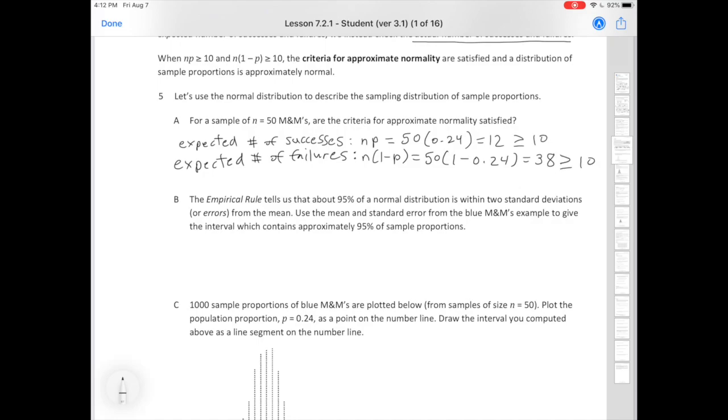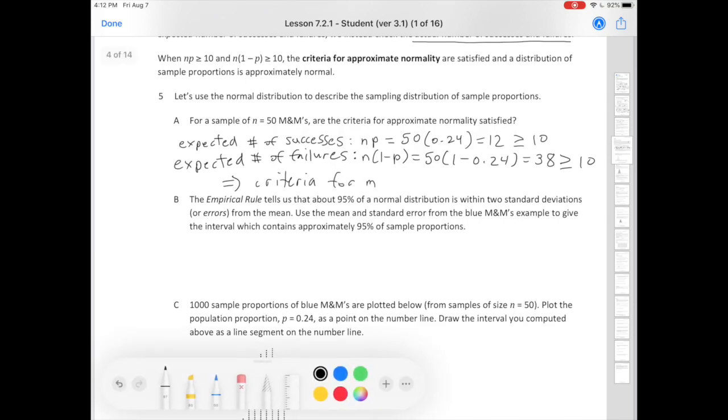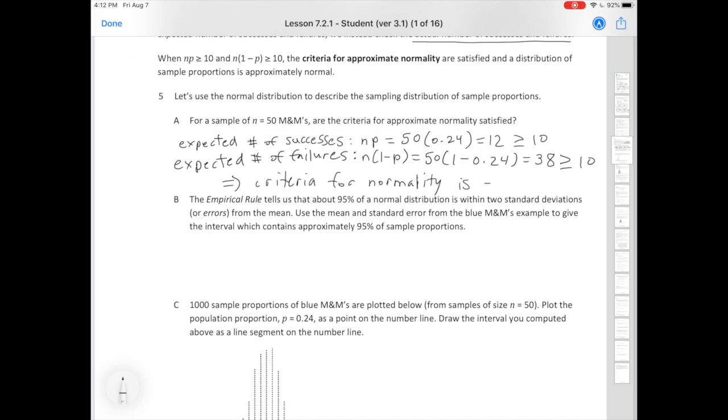Okay, and notice that these are both bigger than 10, right? So what does this mean? This means the criteria for normality is satisfied.